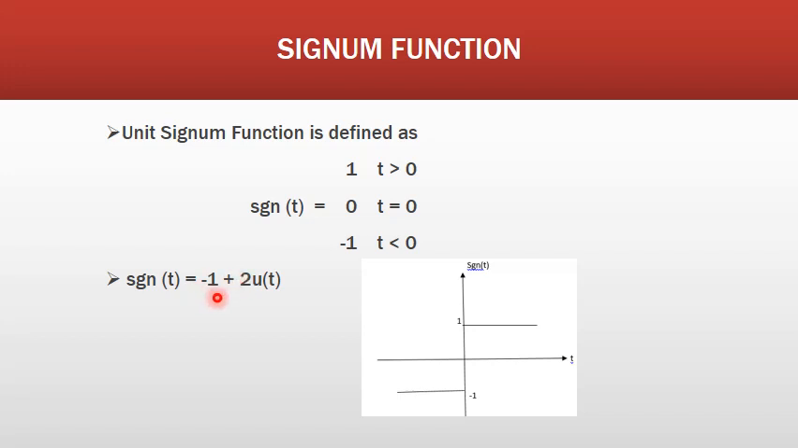We have to add these two signals. So in the positive side we have 2 in this signal and for this signal we have minus 1. So while adding these two we will get 1 in the positive side. Similarly for the negative side this signal is 0 and this signal is minus 1. So minus 1 plus 0 it is minus 1. So in the negative side we will get minus 1. That is the signum function.